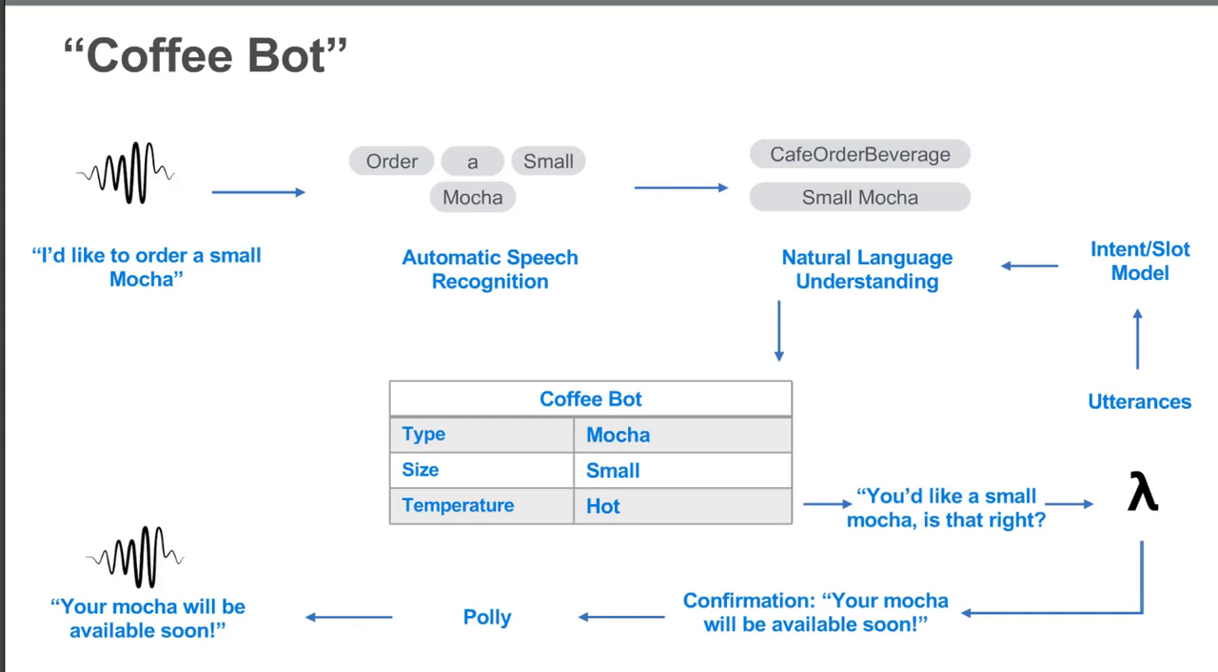Behind the scenes, when I was talking to the Android device, the audio stream was being sent over to Amazon Lex. Lex then puts that stream through automatic speech recognition to get text. That text is then parsed by the natural language understanding engine to fill out the intent and slot model based on the utterances and slot values that you provide.